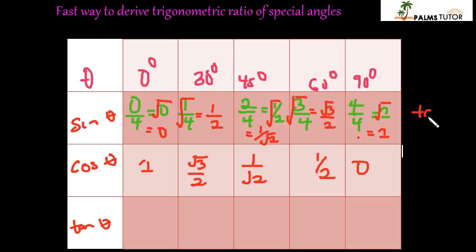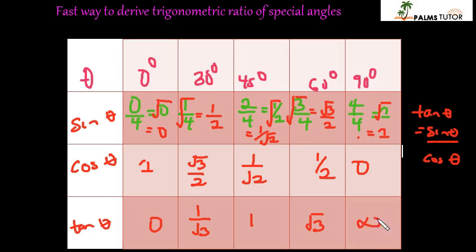Don't forget that tan theta equals sine theta all over cos theta. So by dividing these two values, 0 over 1 is 0. 1 over 2 divided by root 3 over 2 is 1 over root 3. Then here we have 1. This one will be root 3. And 1 divided by 0 is undefined, or we can write it as infinity.